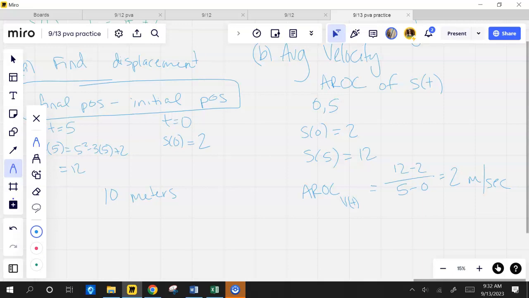Okay, I found velocity at each one and just found the average rate of change between the two. Yeah, a lot of it is. Maybe not.